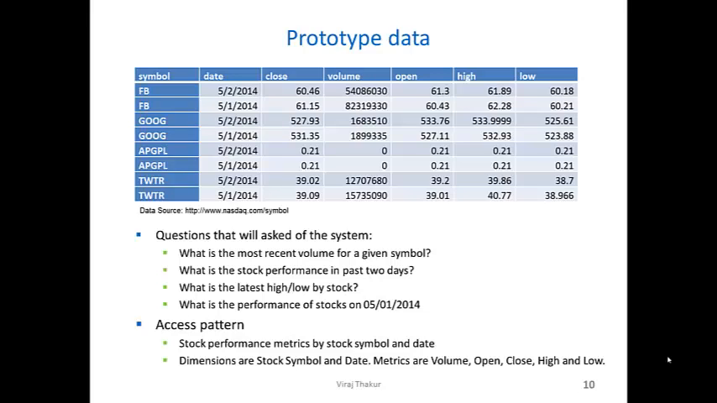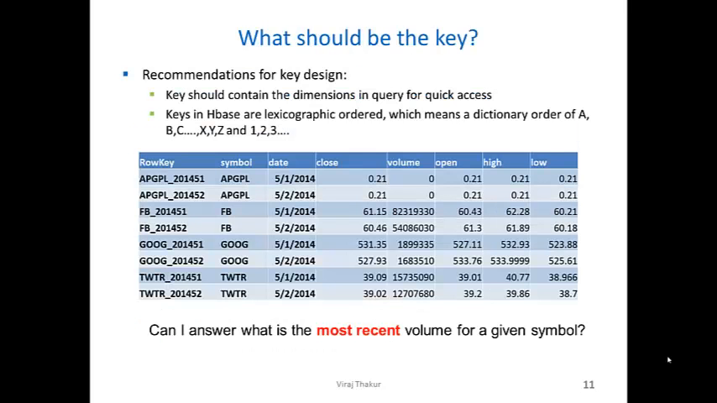So the access pattern for these questions is stock performance metrics by stock symbol and date. In a dimensional modeling world, stock symbol and date would be the dimensions, and the metrics are volume, open, close, high, and low. So in this kind of model, what should be the key? Recommendations for key design are that the key should contain the dimensions in the query for quick access. So I came up with a key where I concatenate the symbol with the date.